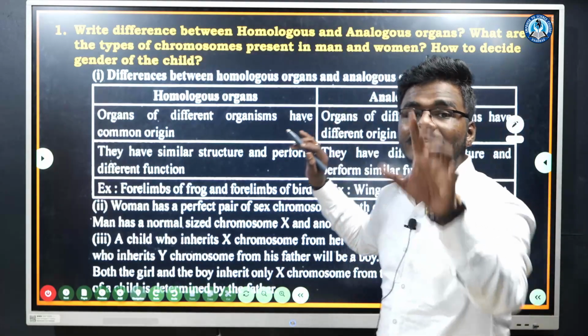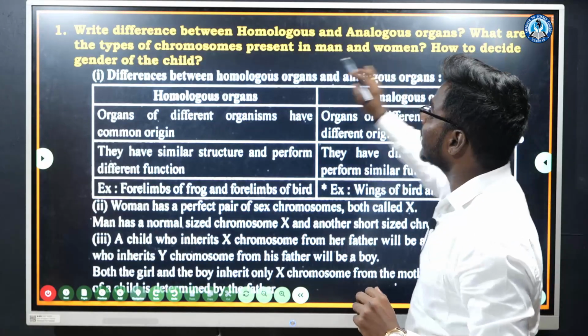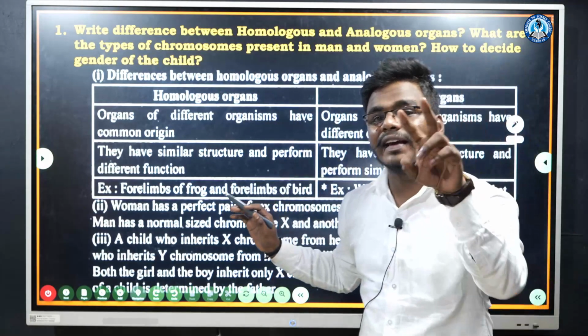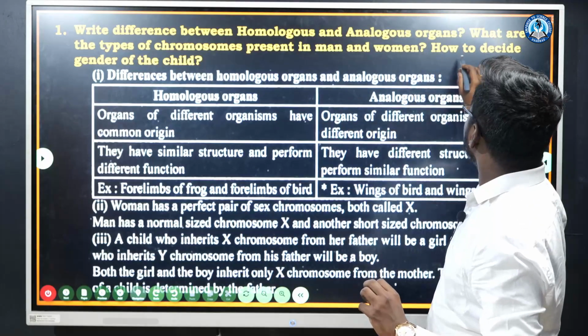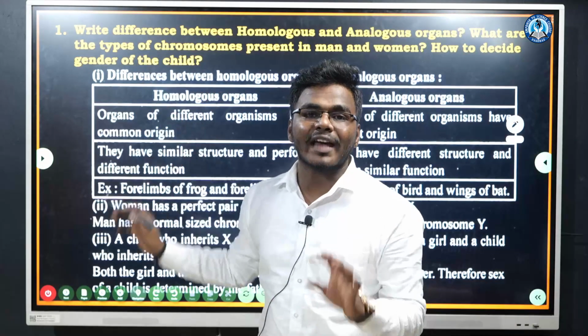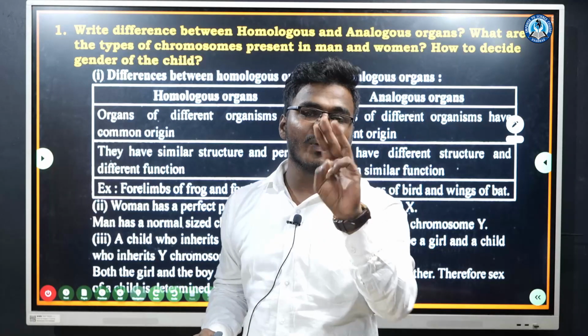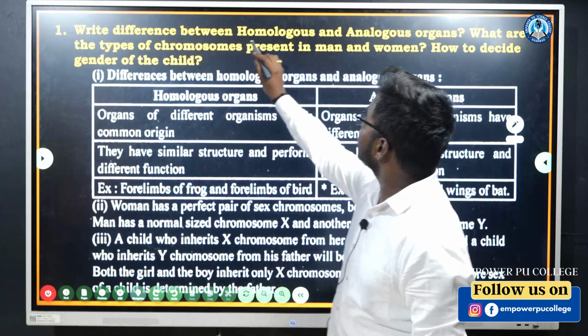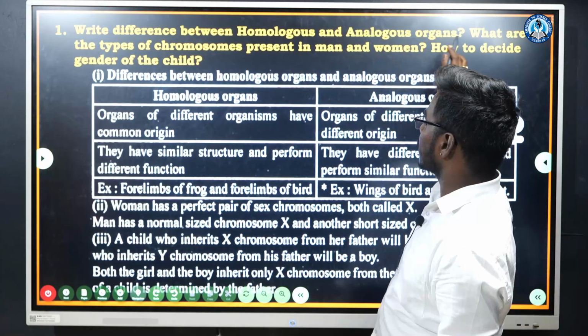This question is again followed by, what are the types of chromosomes present in a man and woman? This is the second sub question. How to decide the gender of the child? So altogether there are 3 questions in the first question itself. So what are the differences between homologous organs and analogous organs?